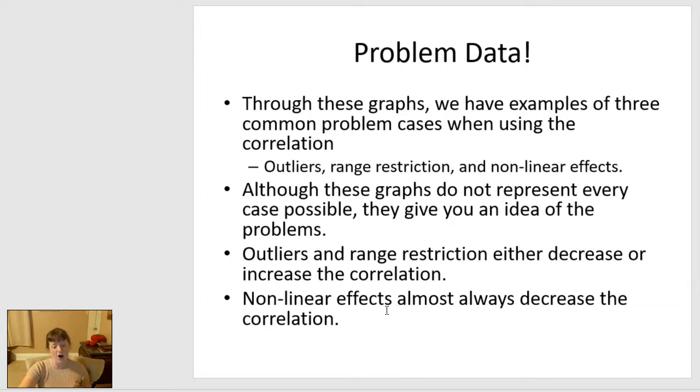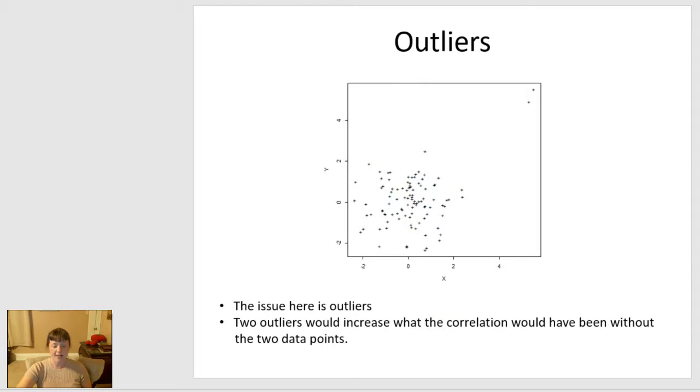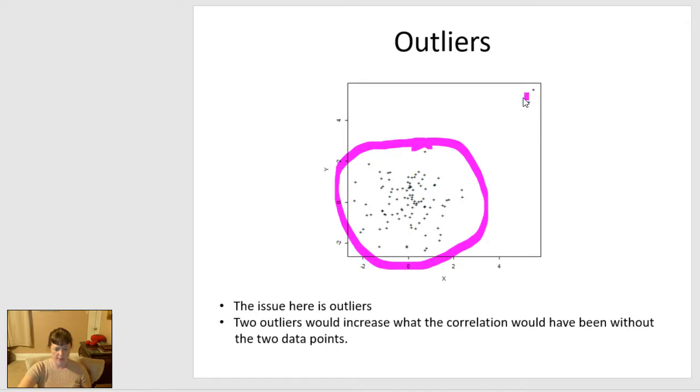Nonlinear effects, however, almost always make the correlation look too small. It is way too small to accurately represent the real relationship between the variables. So here is an example of an outlier, two outliers actually. Let me draw my circle around this cloud of dots. Oh no, but I have these two little outliers up here. Whatever will I do? Because if I circle the rest of the data, it certainly looks like there's no correlation.